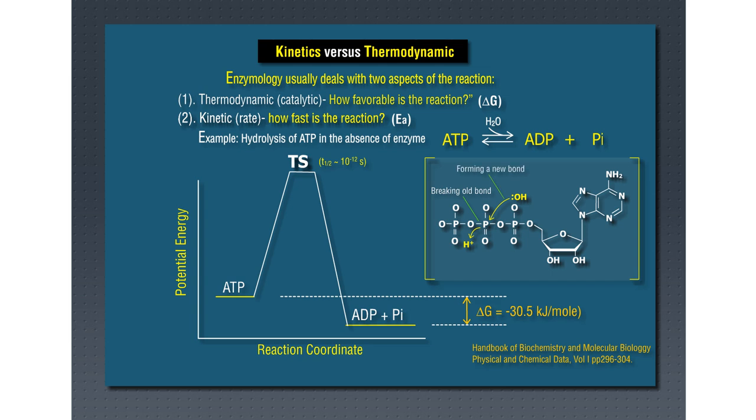To be converted into product, the reactant must possess enough energy to climb over this barrier, known as the activation energy barrier. Thus, although the hydrolysis of ADP is a thermodynamically favorable reaction because it has a negative delta G, it proceeds at a very slow rate due to the high activation energy barrier.